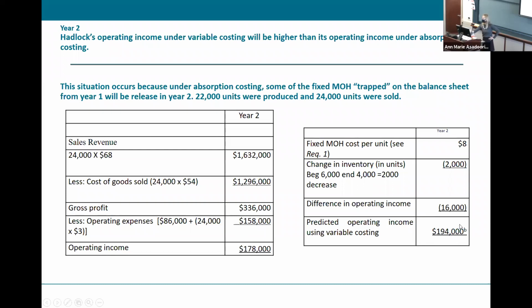Caroline: Why is it increasing if the difference is negative? Because inventory levels are dropping. Okay, right? So if your inventory levels are dropping, that means that you've sold more than what you produced.